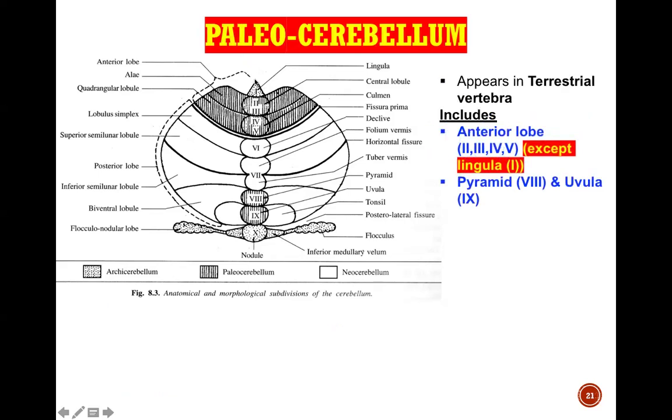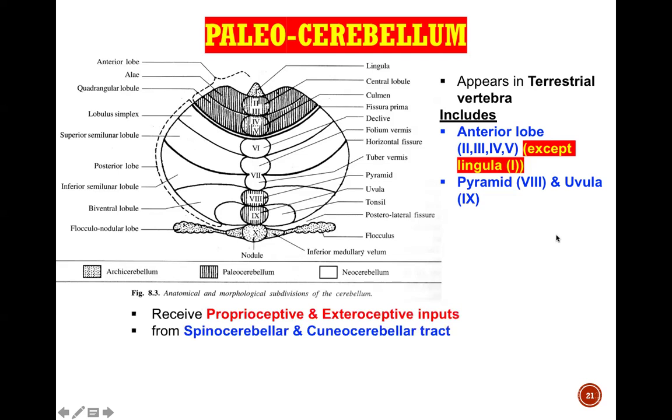The paleocerebellum is in between the old type and the new type of cerebellum, so it is somewhat a middle type. It is especially seen in terrestrial vertebrates. It includes 2, 3, 4, and 5, that is the central lobule as well as the culmen, and it also includes the pyramid and the uvula.